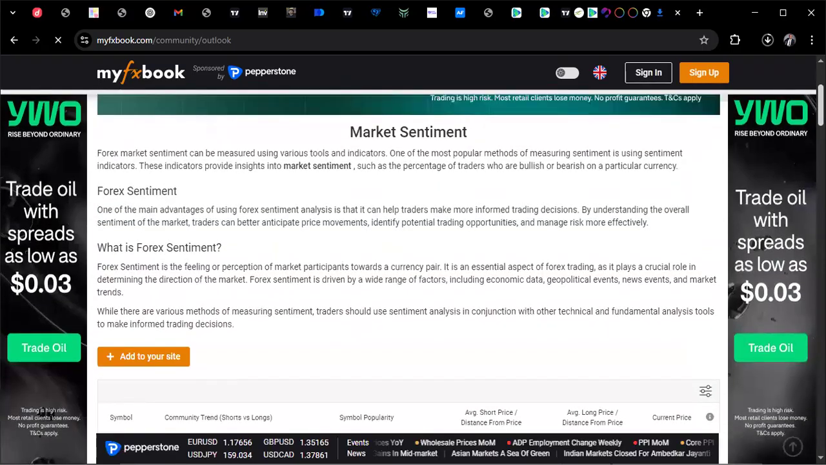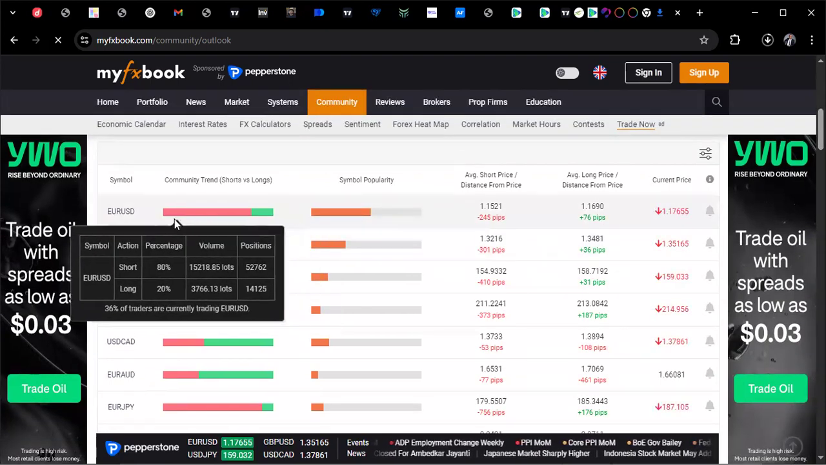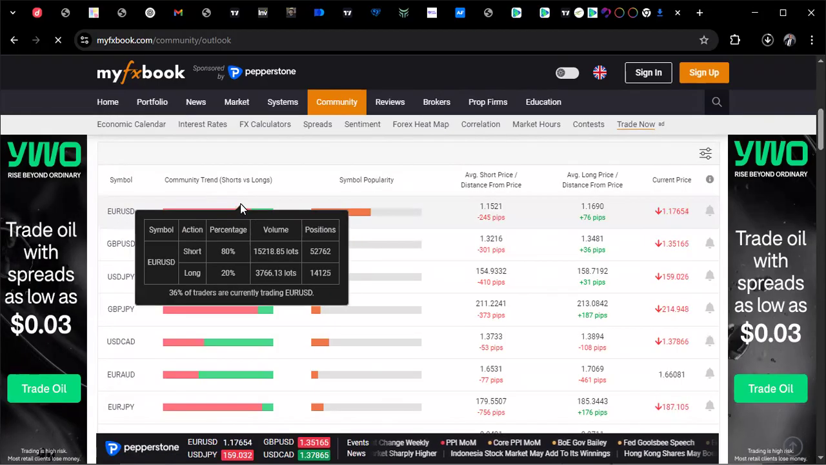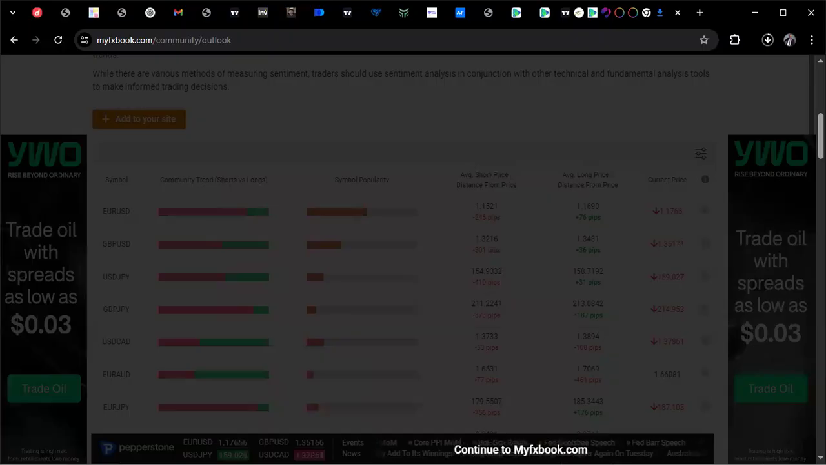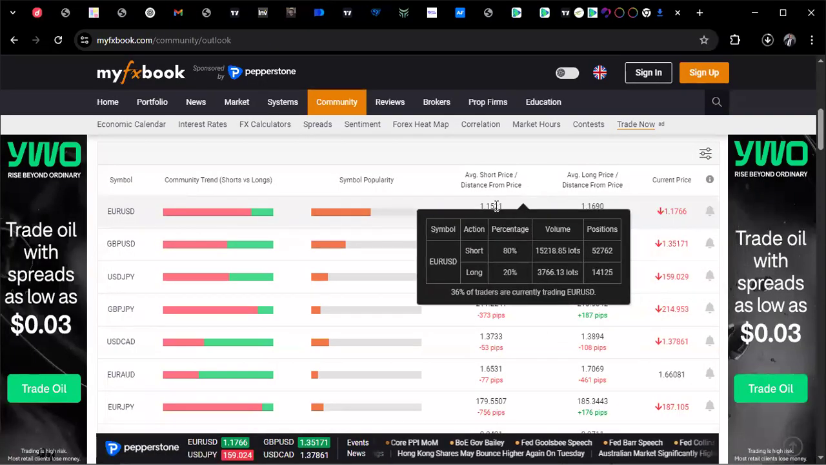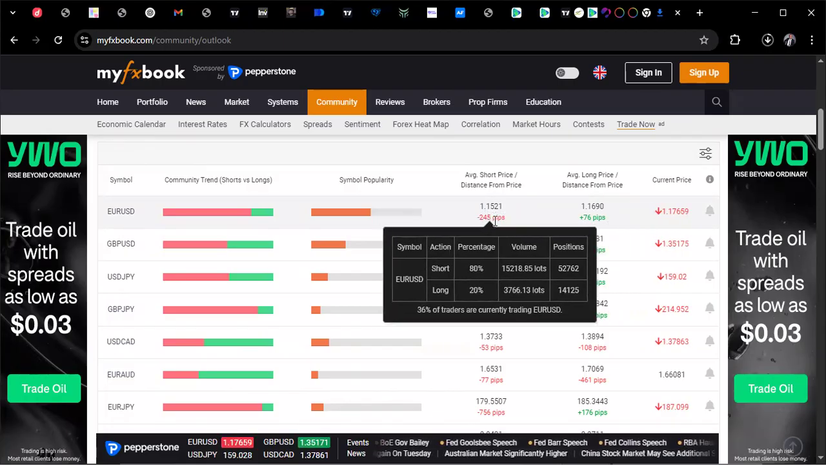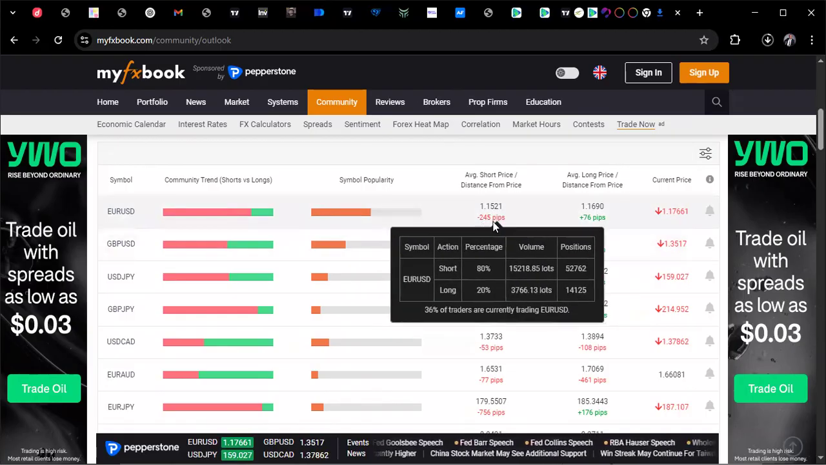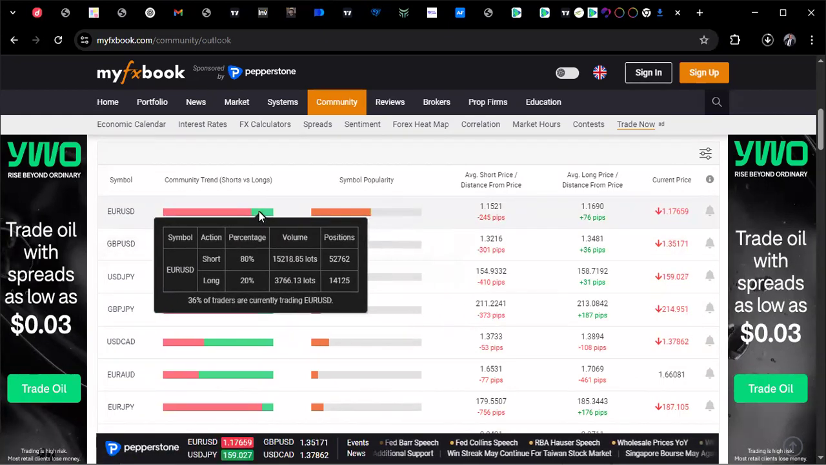You want to see the general sentiment of the market. All right, so you can see Euro USD. The sentiment is that this pair is currently mostly bearish. Currently there's an average of 245 pips taking shots right now. Okay, let's dive in and look at the details here.